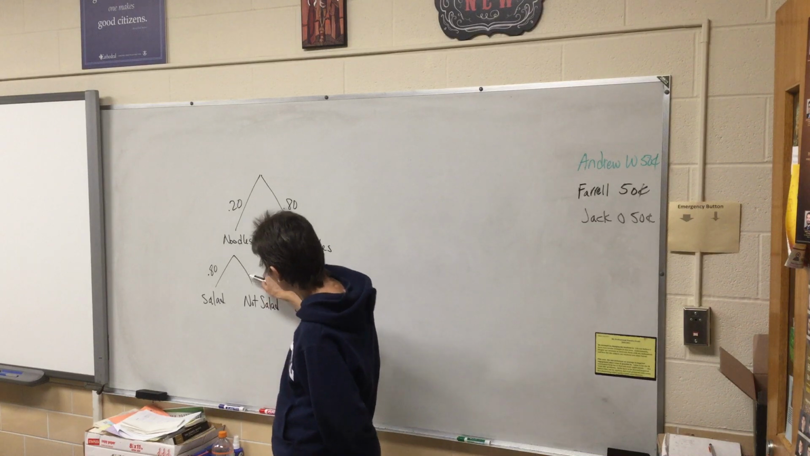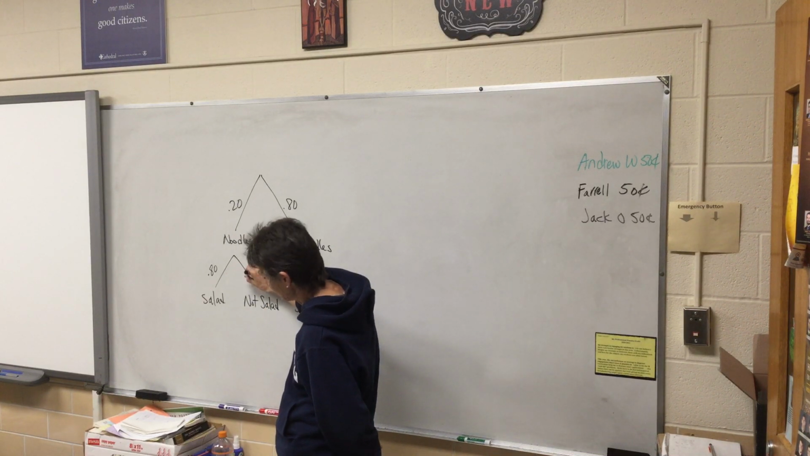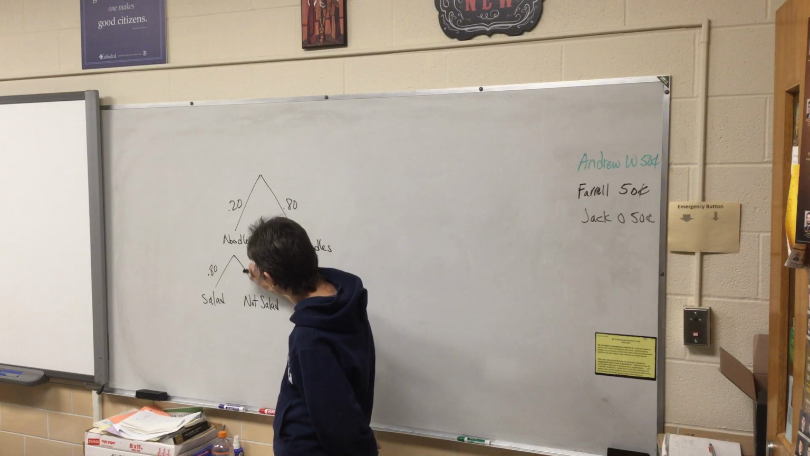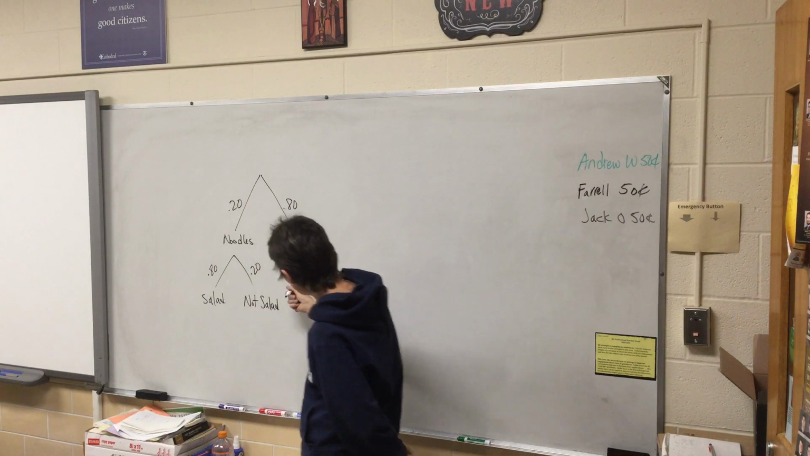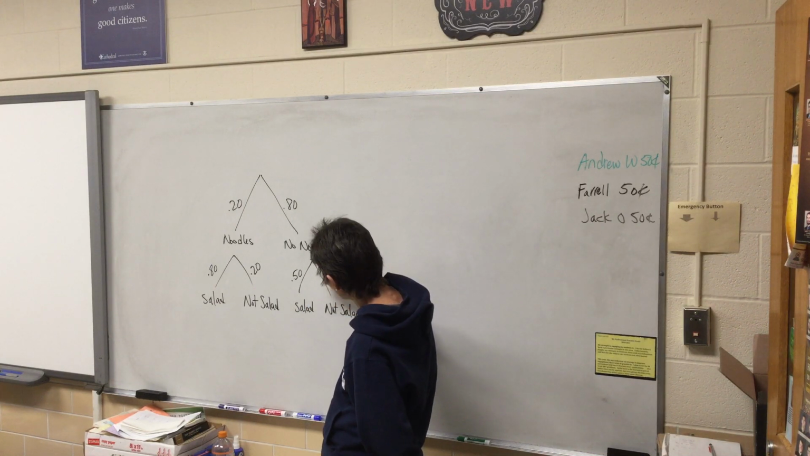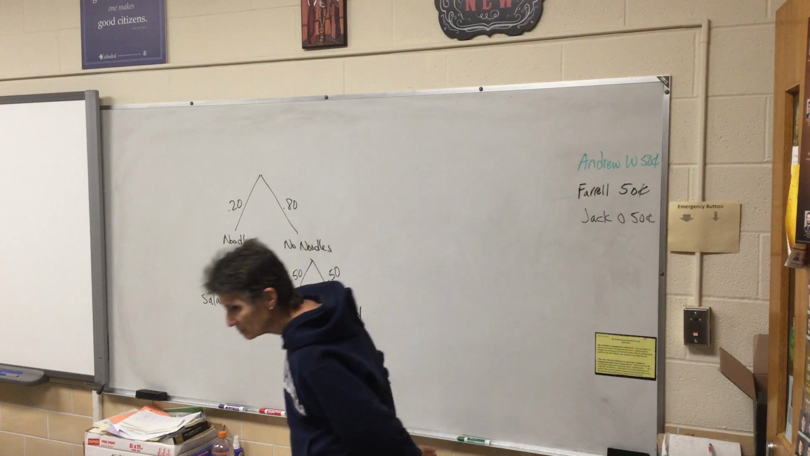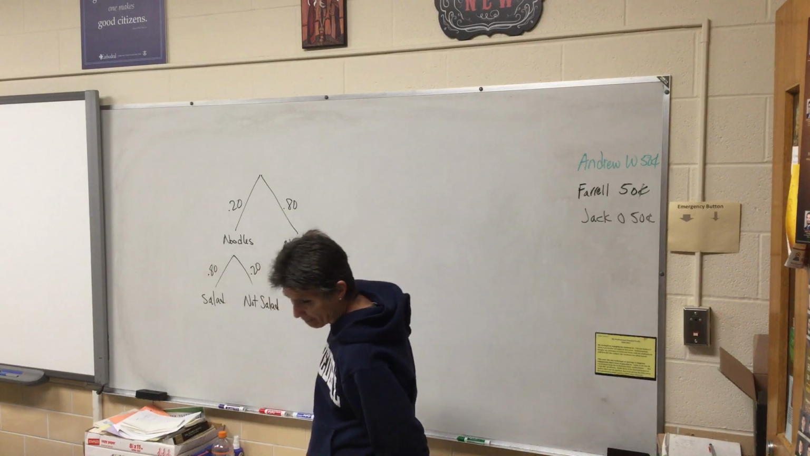Now, what goes here? If there's an 80 on this branch, what's got to be on this branch? 20. And if there's a 50 on this branch, what's got to be on this one? Another 50?